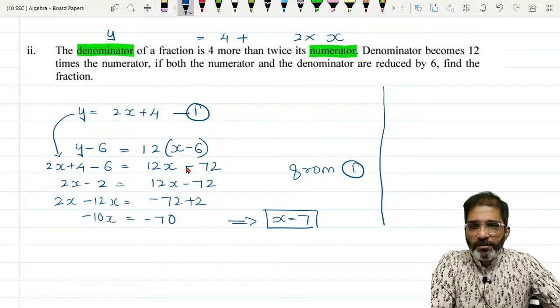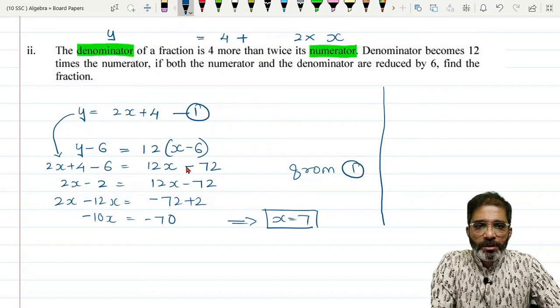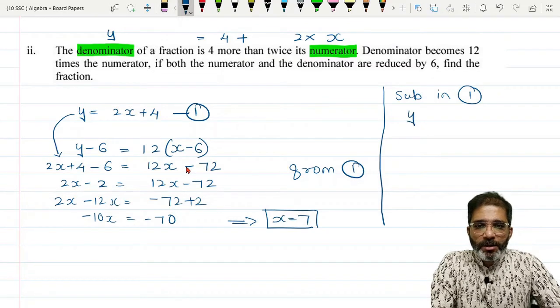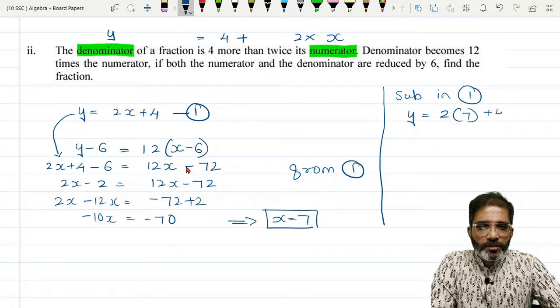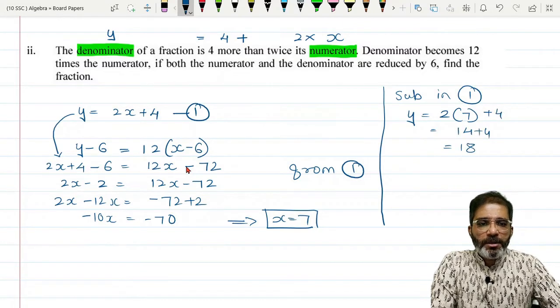So let us find that. The best is substituting in equation 1. Okay, substituting in the first equation. So y equals 2x, the value of x is 7, plus 4, so that is 14 plus 4, 18. So we got y as 18.